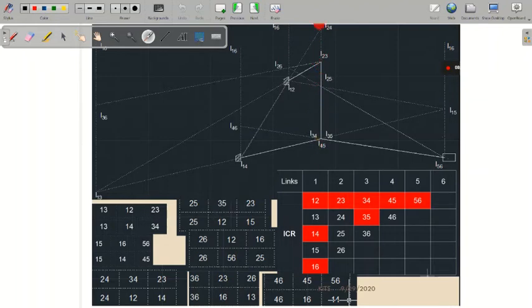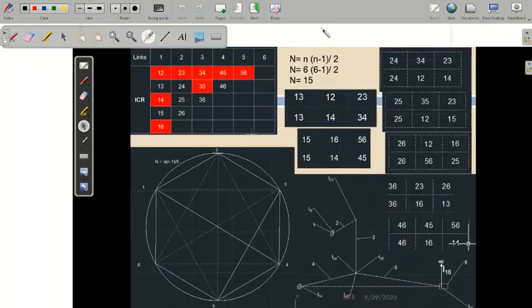Extend this line. This line and this line are intersecting at this point, I2 I4. So mark the point I2 I4. Okay, I2 I4 is over. Next is I2 I5. Where is I2 I5? Connect 2 and 5.